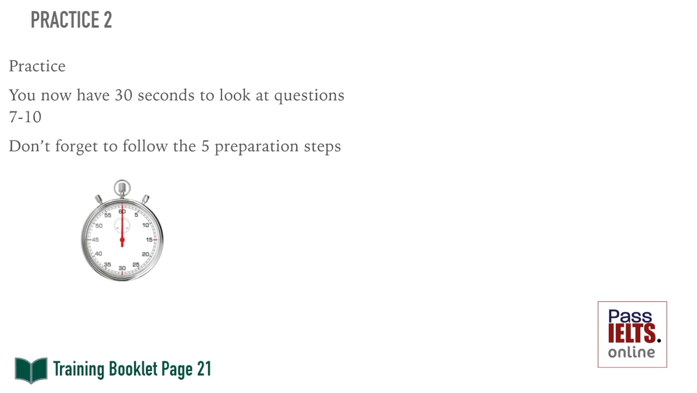Now you have a chance to practice alone, and after we will go through the answers together. Go to Lesson 7, Practice 2 in your training booklet. You now have 30 seconds to look at questions 7 to 10 in your training booklet. Don't forget to follow the 5 preparation steps. Your time starts now. Your time is up now. Now listen to the recording and answer questions 7 to 10 in your training booklet. The recording will start automatically, and don't forget you can only listen once.